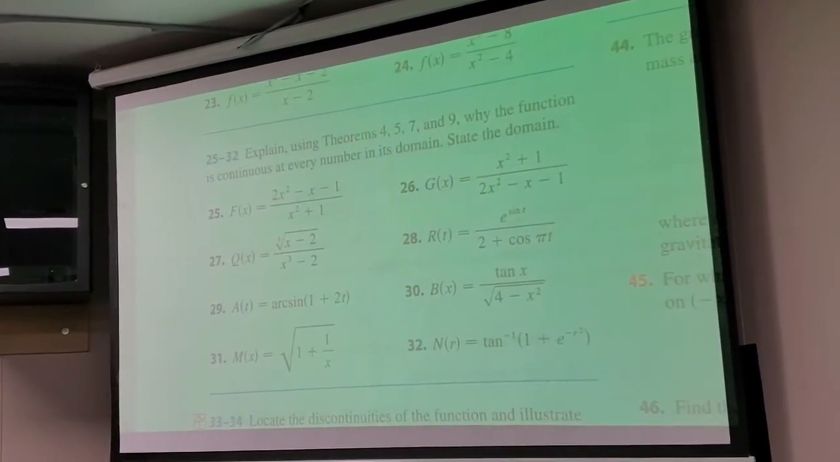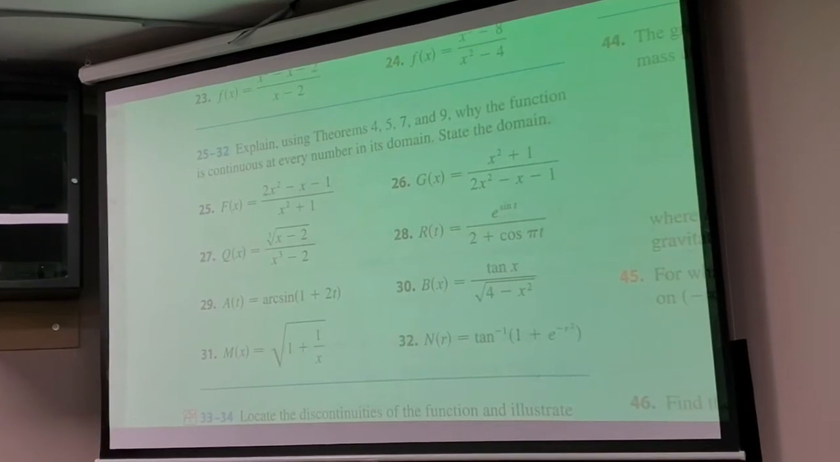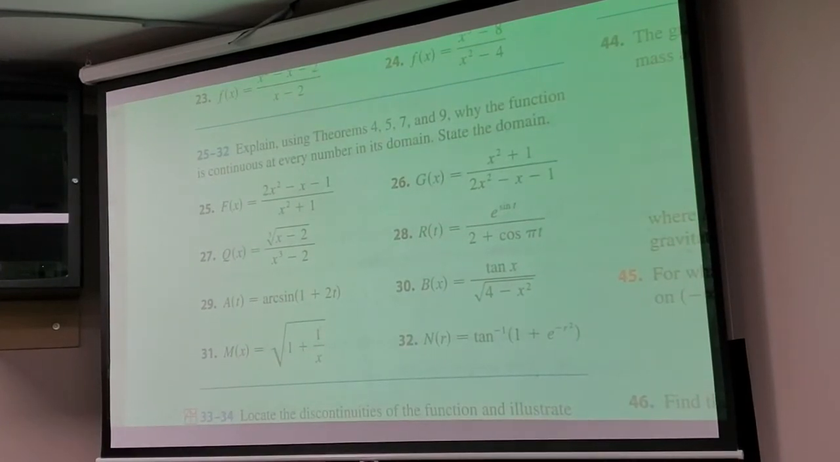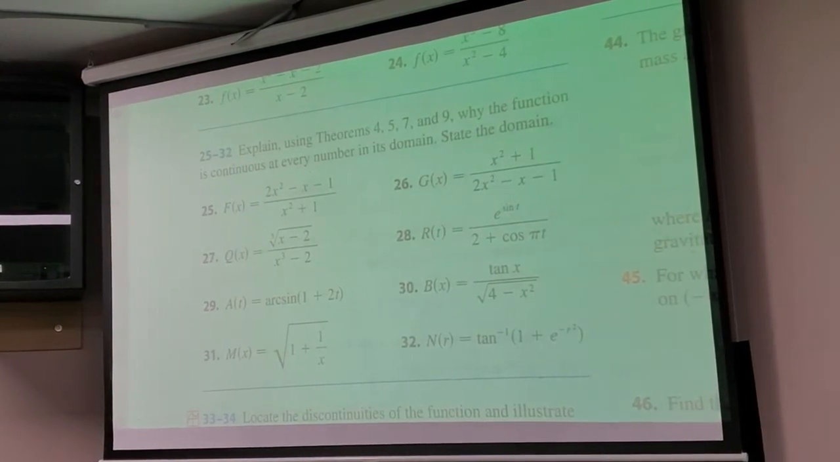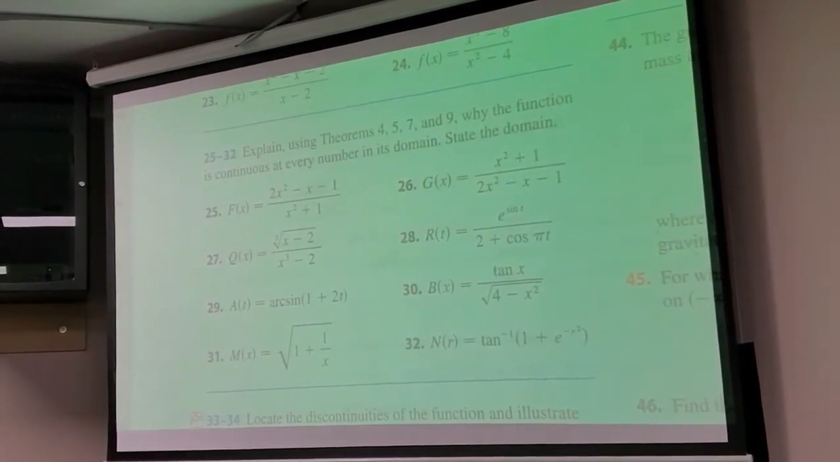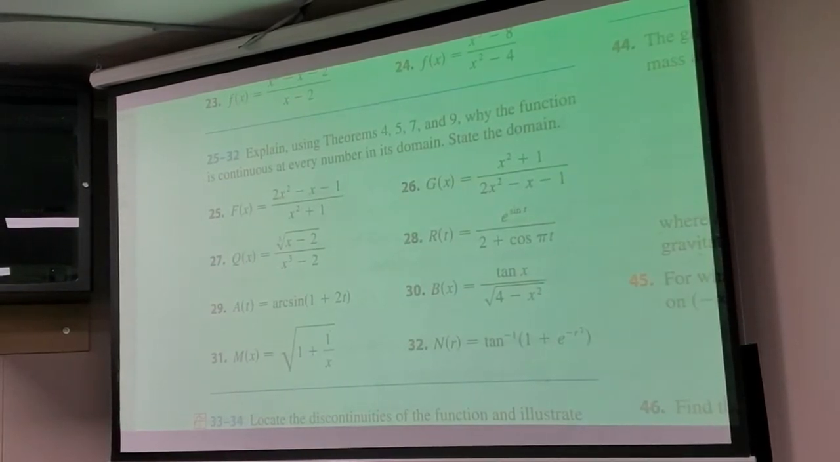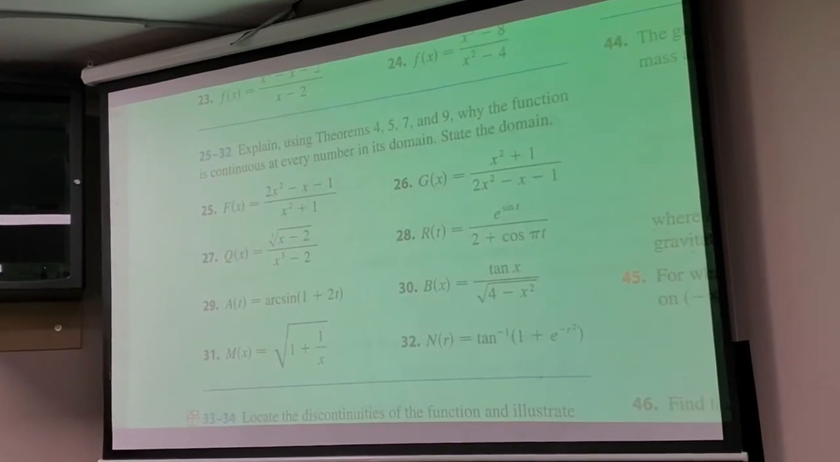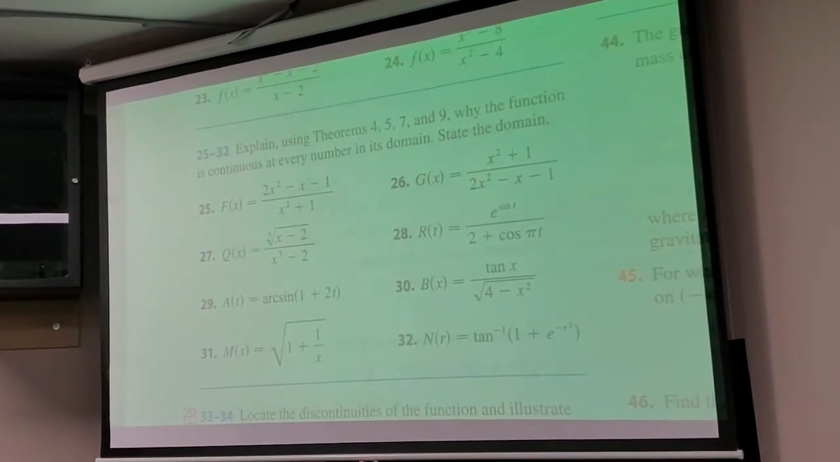I'm not going to make you tell me which theorem it is. But you do have to have a feel for what the polynomial, rational and root functions, all those are continuous. And then you have to know if I add two continuous functions or if I multiply, then that's still continuous, right? So it's just a general understanding. You don't have to be able to recite each theorem.